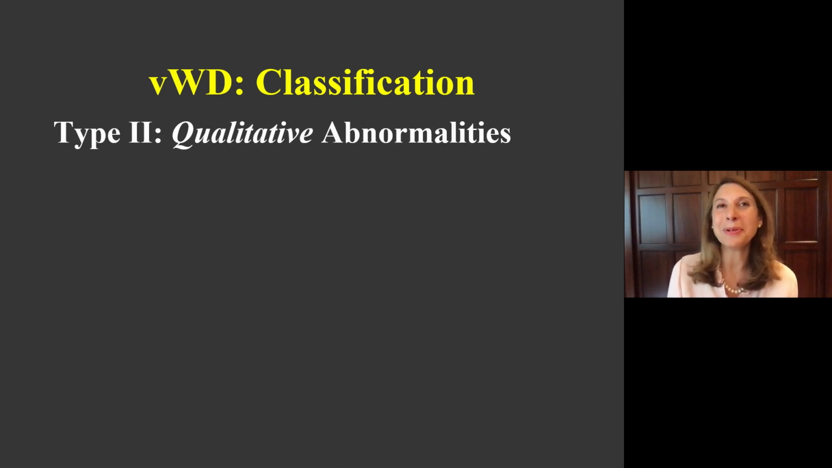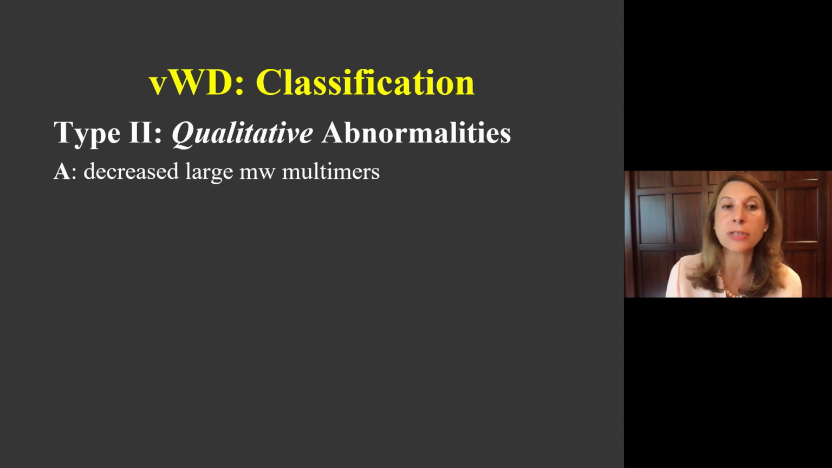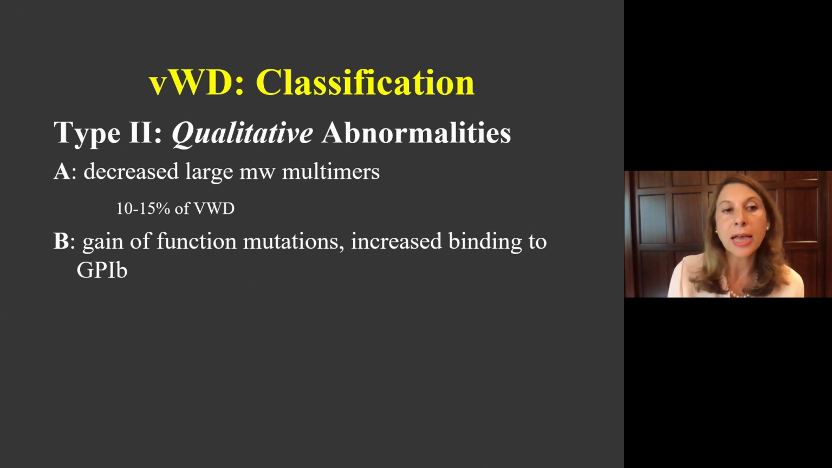Type 2 is where people usually get confused. Type 2 is a qualitative abnormality. So they may have normal or slightly low levels, but what they have actually doesn't function properly. So it's a functional defect. You have type A that has decreased large molecular weight multimers, and this occurs in 10 to 15% of von Willebrand disease. Type B, which is actually a gain of function mutation.